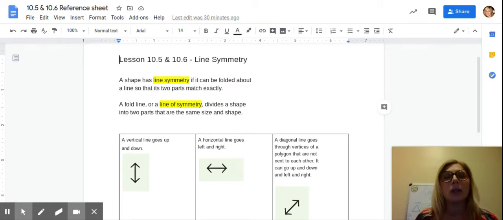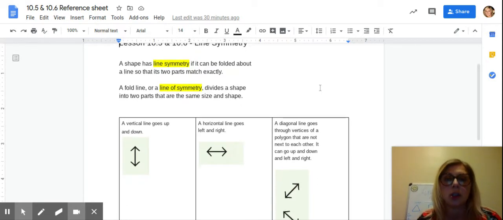So last week we talked about folding and just seeing if the shape has symmetry or does not have symmetry. Today we're going to talk about how many lines of symmetry it might have. So you can still use your reference sheet. It will be up and posted.